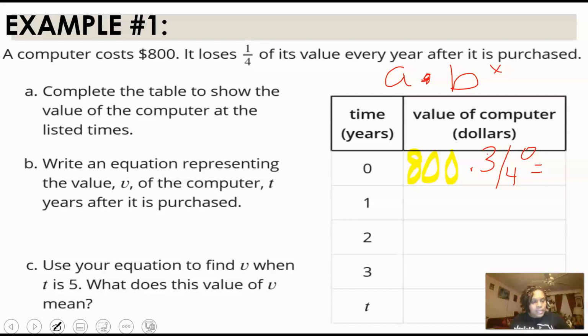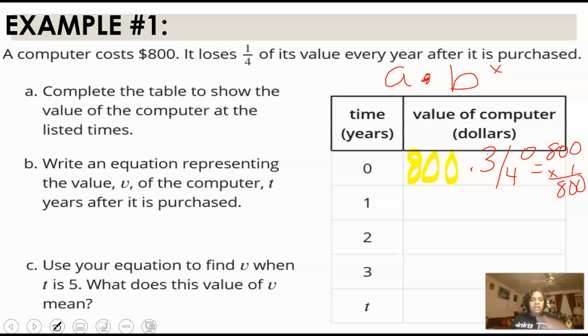So when you translate that, it's actually 800 times 1, which is 800. So here, the answer is 800. Okay? All right? So our answer here, at 0 years, the computer will still be worth $800.